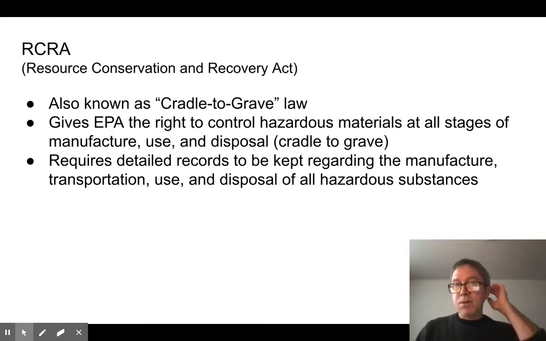And it gives the Environmental Protection Agency the right to control which things can and cannot be made, how they can be used, how they can be disposed of. So this is a very important law for the prevention of problems, by giving the Environmental Protection Agency the right to have control over the manufacture, use, transportation, and storage of these chemicals.